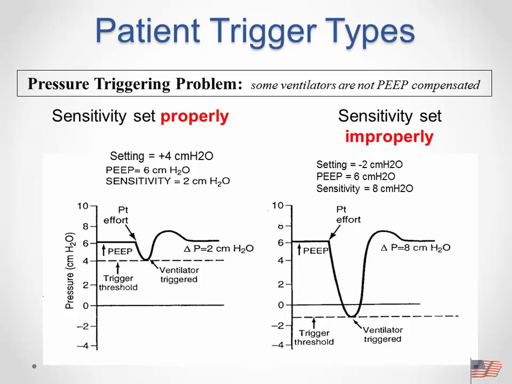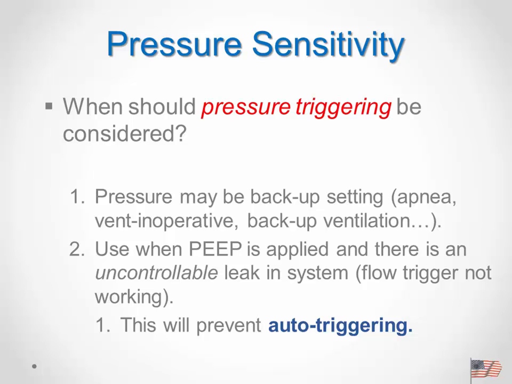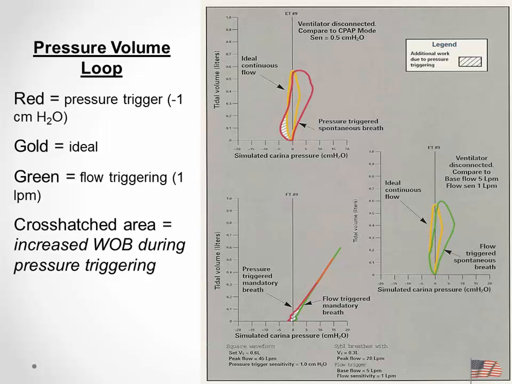And like I say, you see this a lot on transport and home ventilators, because they don't know how much PEEP they're on. The PEEP in many cases is external. It's not something that's set by the machine itself, using a PEEP valve. So again, pressure may be the backup. And when you've got PEEP and there's a leak that's uncontrollable, flow will not work, so you can go ahead and try pressure triggering to prevent that auto-triggering from happening.